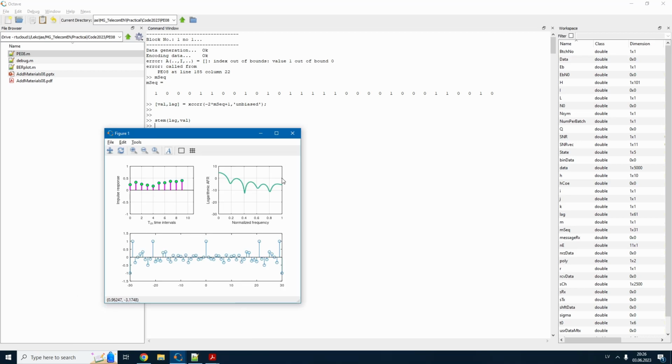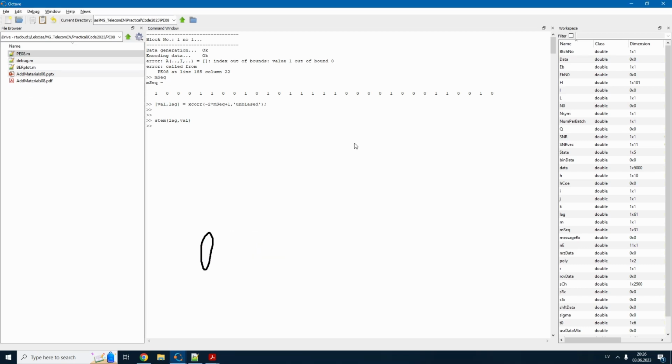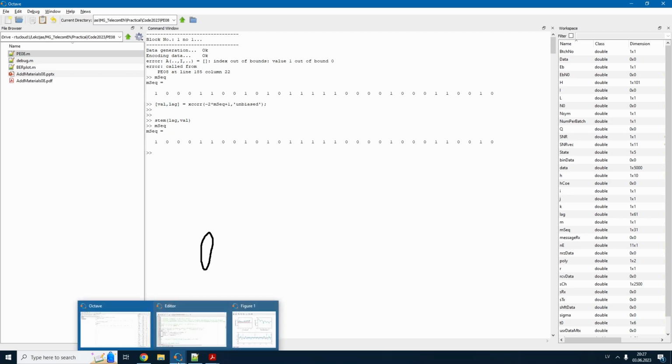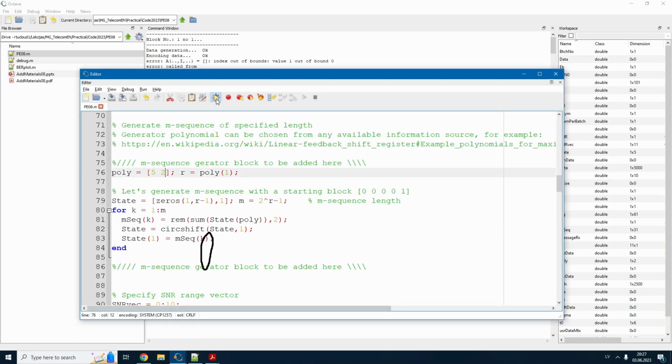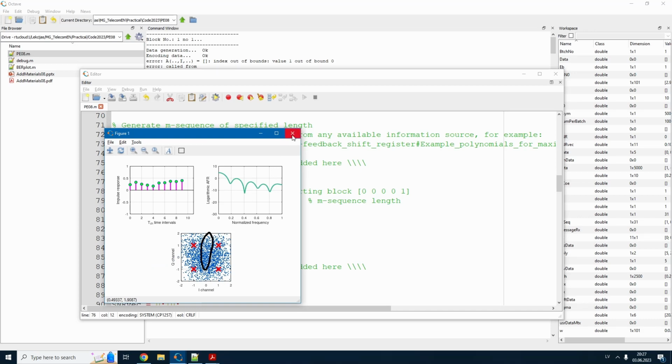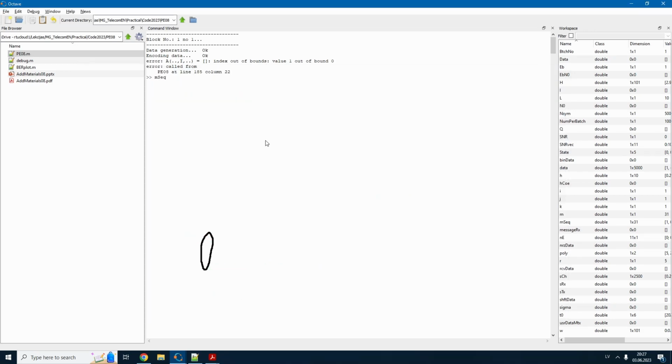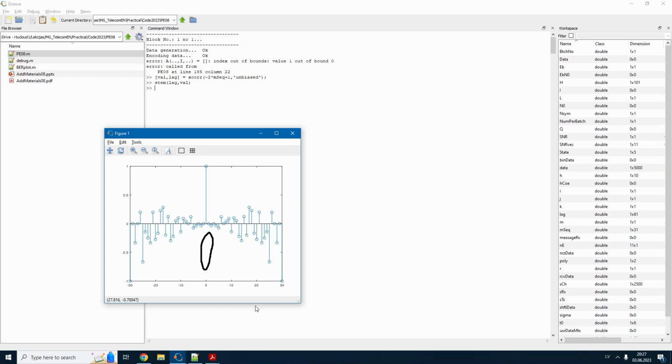And here you can see that the cross correlation function produces a maximum at 0, and a maximum at 30. Wait a minute. Did I change the M sequence? No, I didn't. So actually I need to run the program first to get a good M sequence. Now you can see the difference, right?